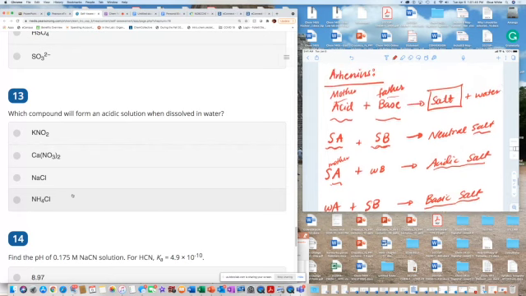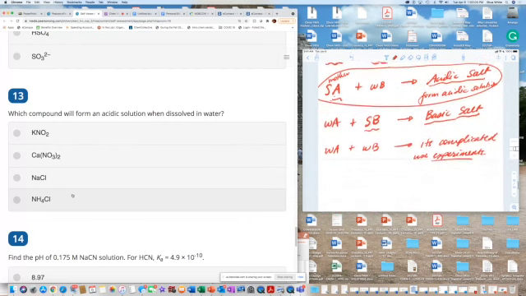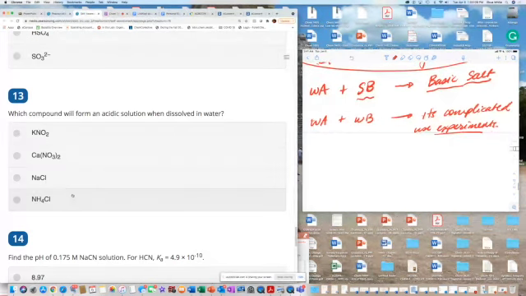Okay, back to the question. They want us to find out which one formed an acidic solution. So they want us to find this situation here where the acidic salt will form an acidic solution. So we have to identify the parents, right? Okay. Now going back to the parents.